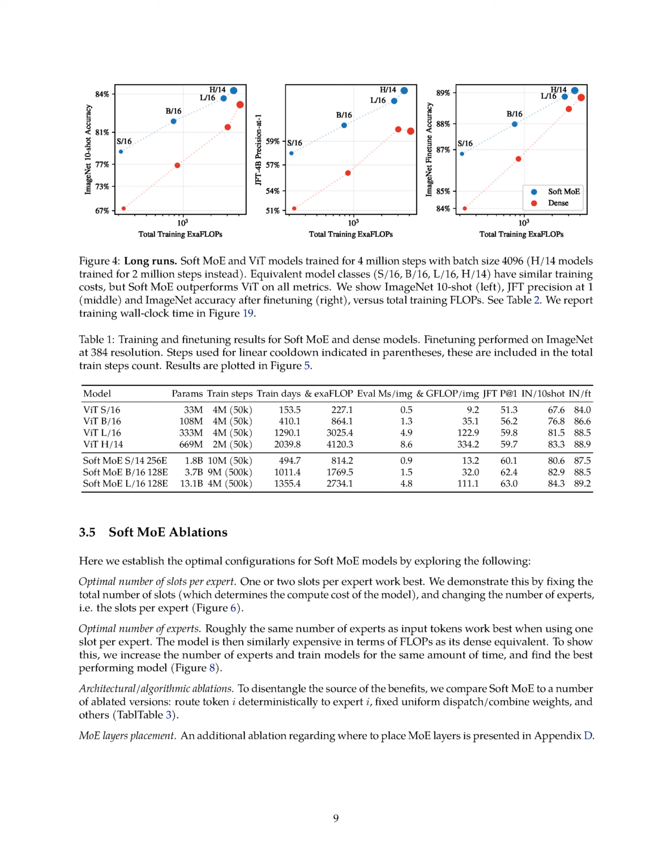Section Summary. SoftMos with smaller backbones can achieve the same quality as larger vision transformers, leading to higher quality models at a lower inference cost. Longer cooldowns during training are found to be effective for SoftMos, resulting in models that outperform ViT models while being significantly cheaper and faster at inference. Optimal configurations for SoftMo models include 1 or 2 slots per expert and roughly the same number of experts as input tokens. Comparisons with ablated versions and different placements of Mo layers are also explored.